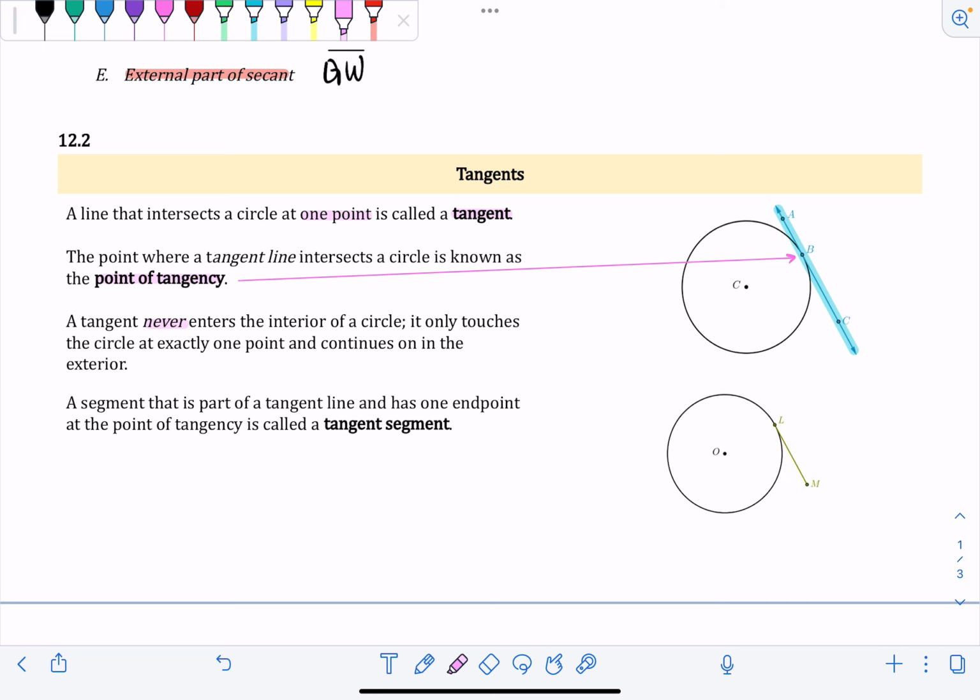And then the fourth section, a segment that is part of a tangent line and has one endpoint at the point of tangency is called a tangent segment. So that's what's over here on the right. Segment LM would be called a tangent segment. A tangent segment has to have one of its endpoints on the point of tangency, like point L is.